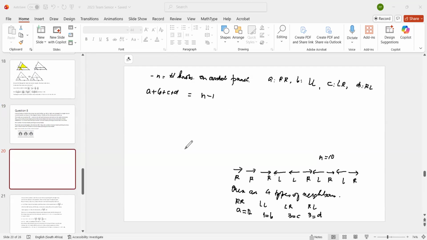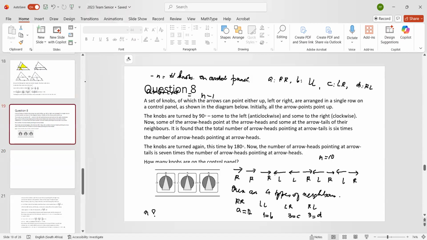Right? The question is how many knobs? Right? How many knobs do you have? But they give you some information. Let's have a look at this information again. Right, it says that some of the arrowheads point at the arrowheads and some. Right, now, the next statement.